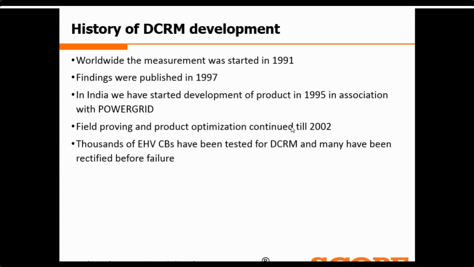So with the help of these case studies and the DCRM graph analysis, we could understand and even predict the condition of the circuit breaker with the help of this DCRM signature. Thousands of extra high voltage circuit breakers have been tested for DCRM and many have been rectified before failure. So this was the main importance of the development of DCRM.